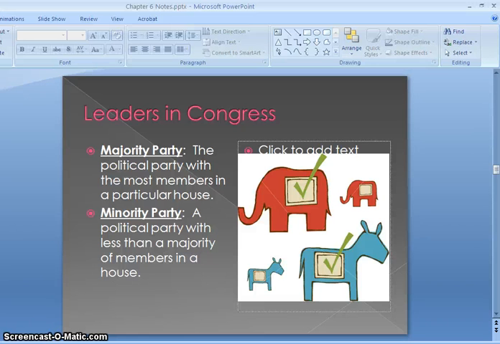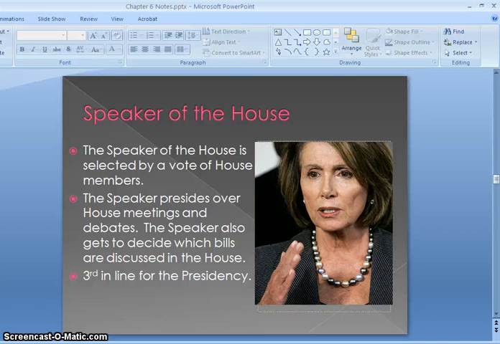All right, the majority party is the political party with the most members in a particular house, and the minority party is the political party with fewer members. Okay, it's very, very simple, very straightforward. Okay, this has changed recently. So the Speaker of the House.